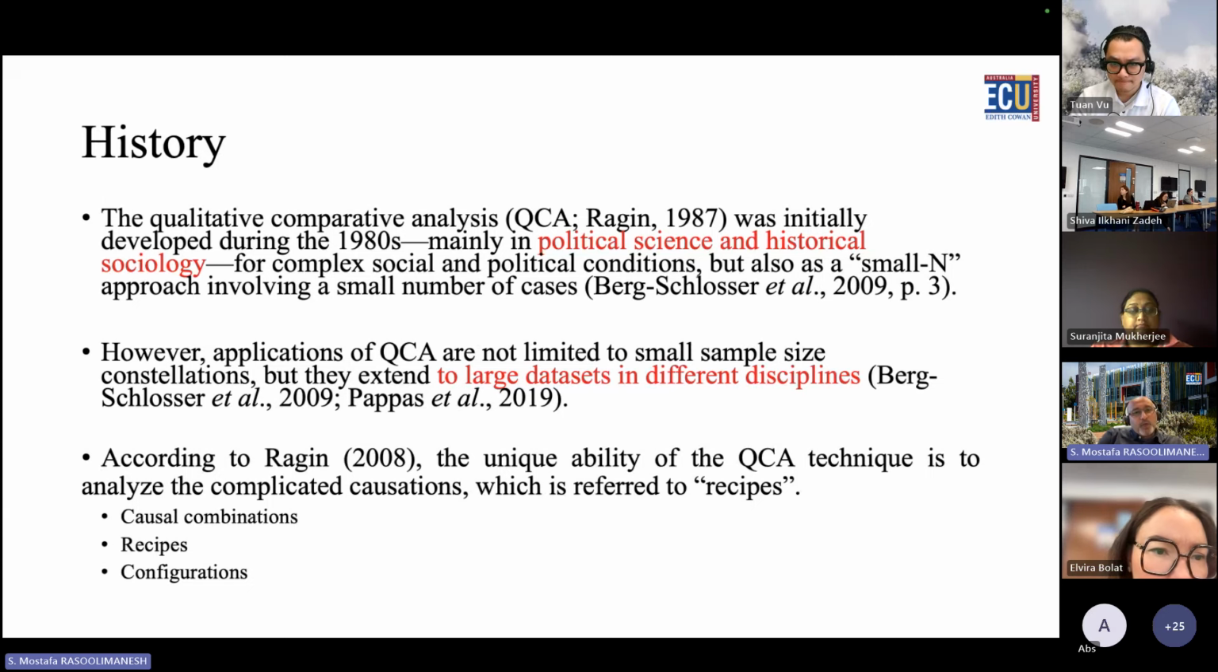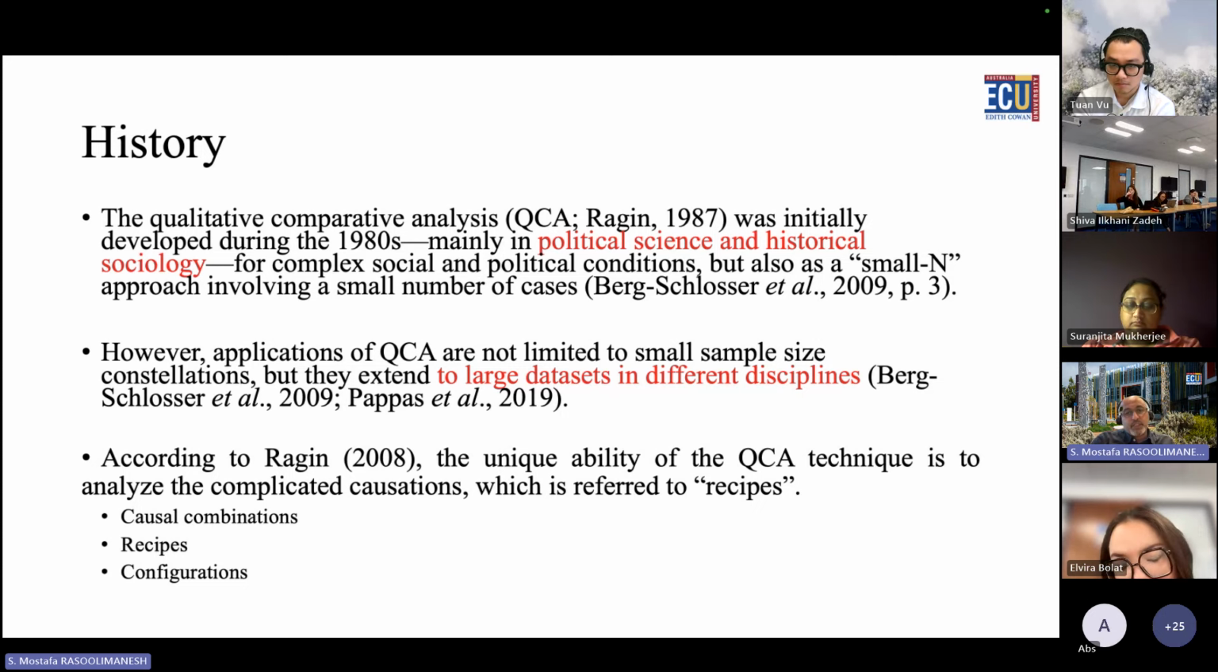First, a bit about the history of FSQCA. The original method that FSQCA comes from is QCA. QCA stands for Qualitative Comparative Analysis, and was developed by Charles Ragin in the 1980s, and mainly came from and was applied in political science and historical sociology for complex social and political conditions, and works with small sample sizes.